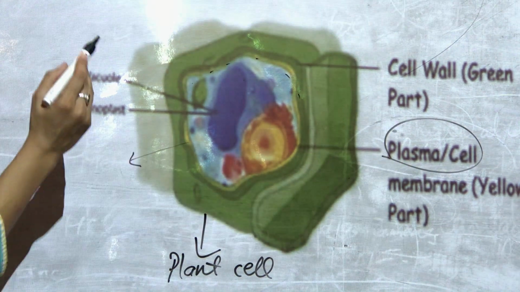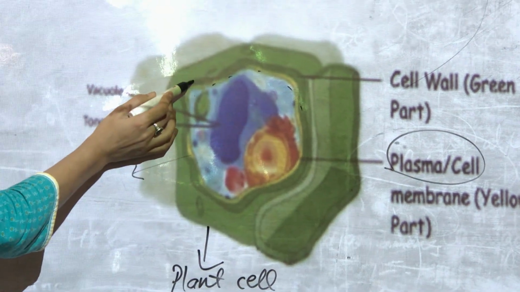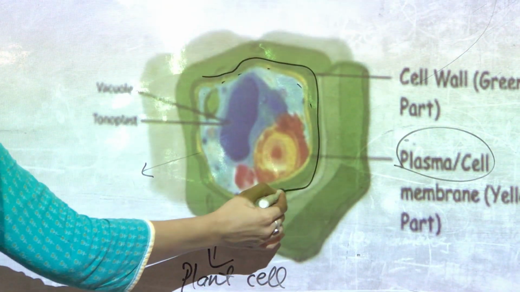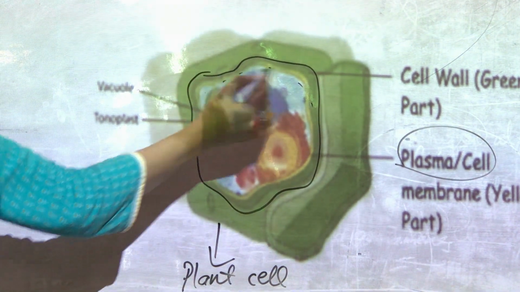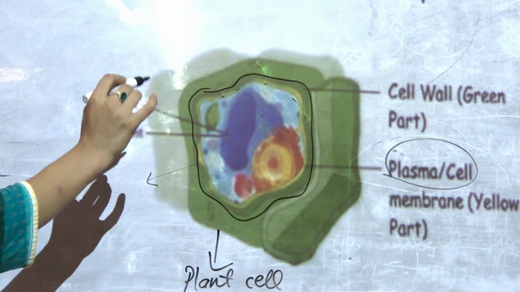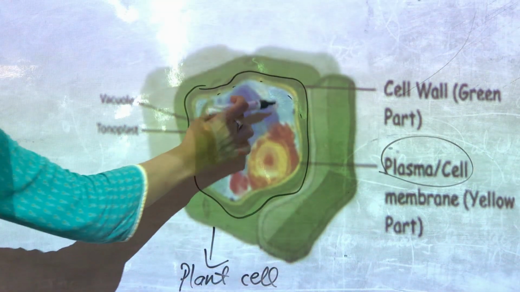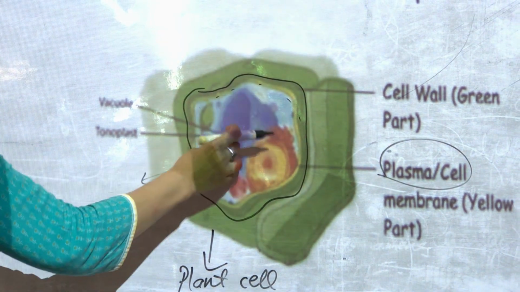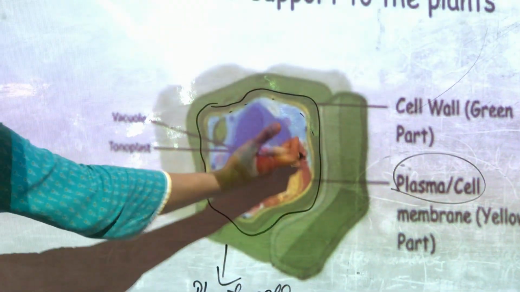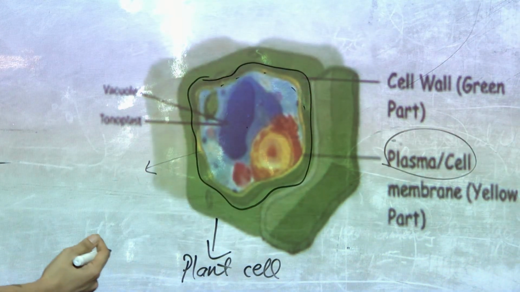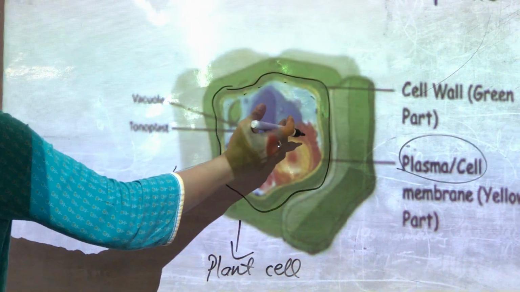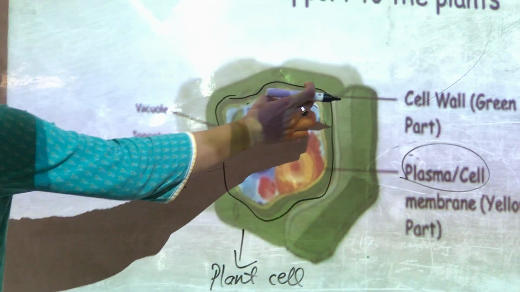Outside this yellow part, you will notice this green layer. This green layer is known as the cell wall, and it is found in the plant cell outside the plasma membrane. This is the cell, this is the nucleus, and all the cytoplasm and other cell organelles are there. So the question that comes here is: what is the role of the cell wall? What function is carried out by a cell wall?